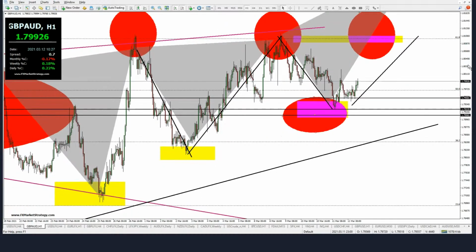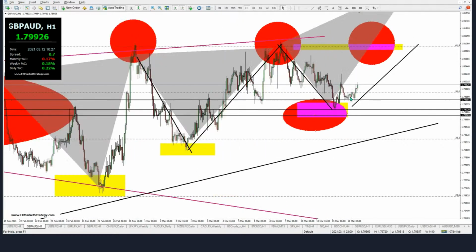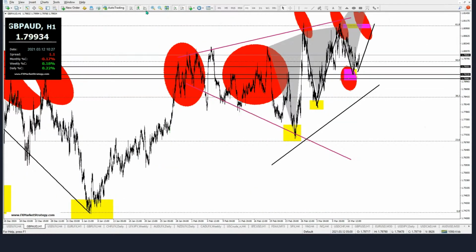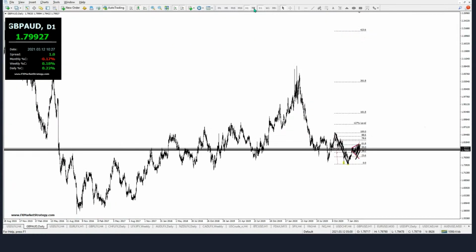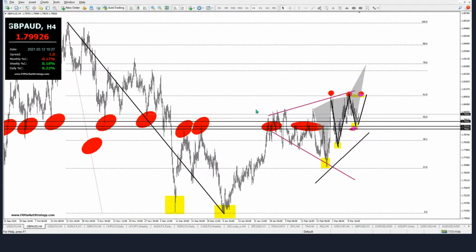So if you look at the smaller time frame, that's how it looks like, okay, right here. So that's the first target. So pound Australian, you can see where we are, right? I give you the full picture in the bigger time frame first. So that's the big picture.